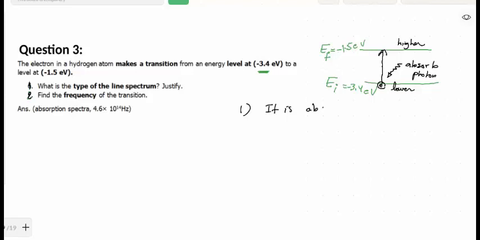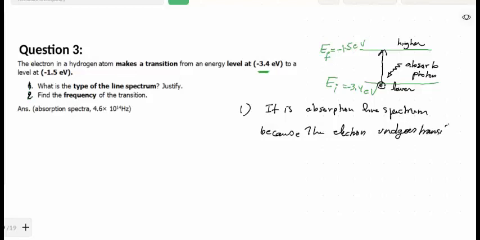So here, it is an absorption line spectrum, because the electron undergoes transition from lower to higher energy level or energy state.